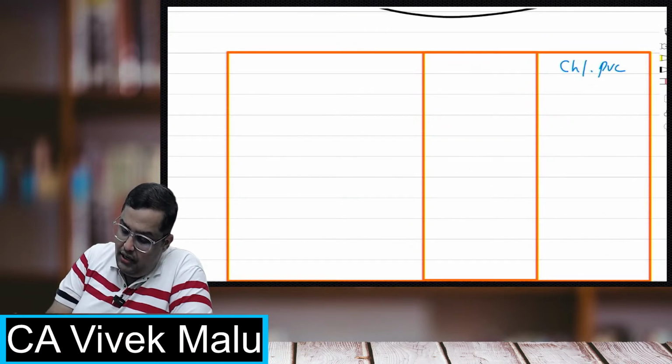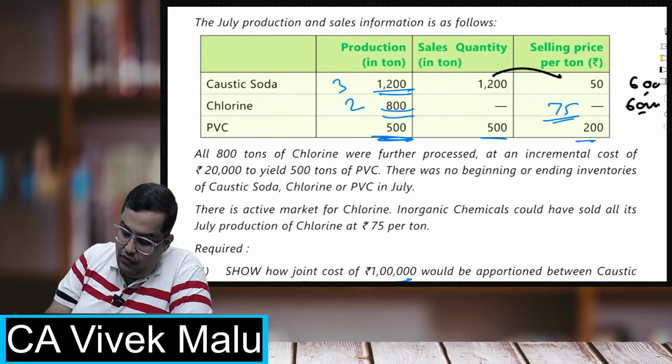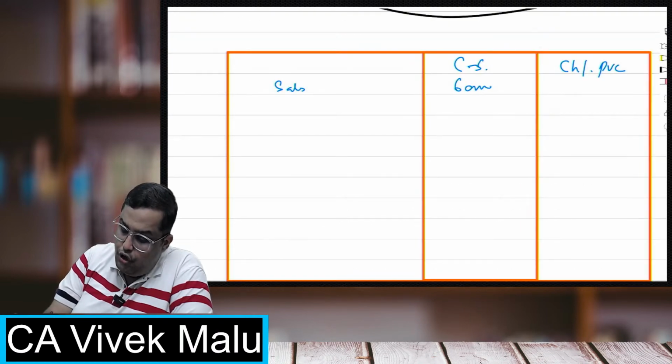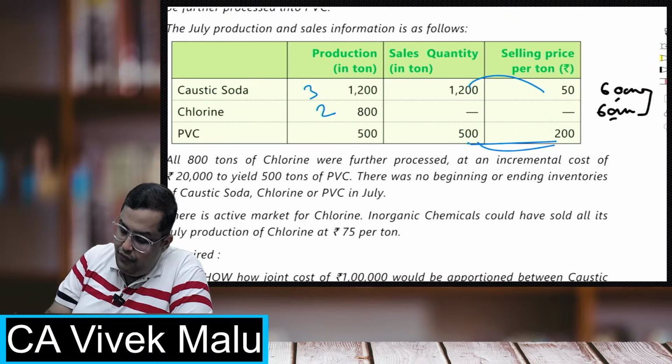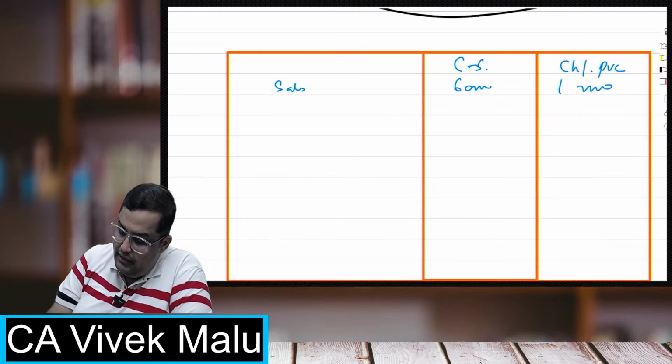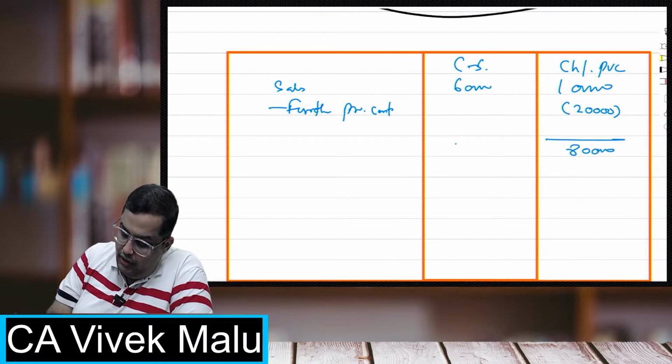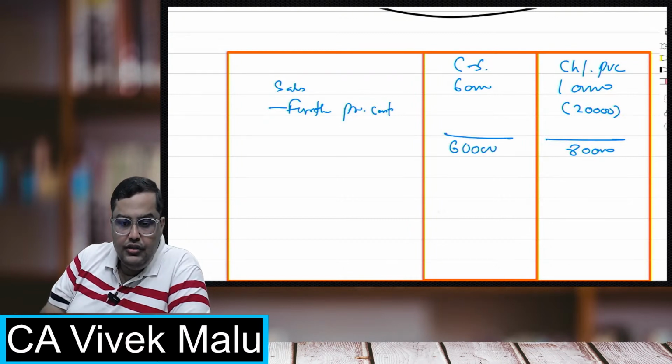Chlorine cum PVC and caustic soda. For caustic soda, what is the sales value now? 1200 into 50, the sales value is 60,000. For chlorine, I have made 500 quantity at a selling price of 200, so that is 1 lakh, less further processing cost. So 20,000 is given for this. So how much is the NRV? 80,000 and 60,000. The NRVs are 80,000 and 60,000.